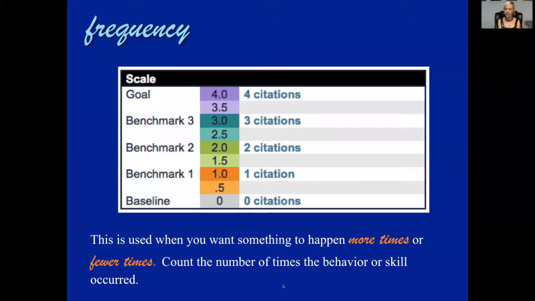Completing or turning in assignments. Yes, we could count how many assignments were turned in or how many assignments were late.